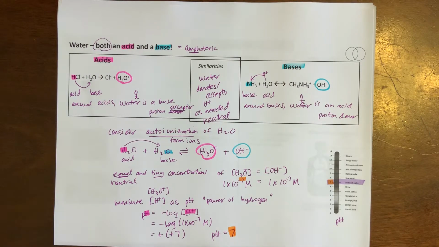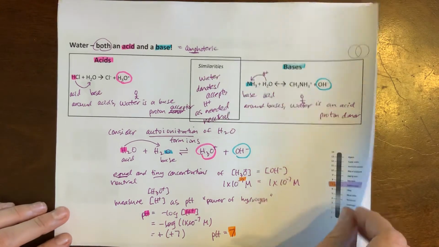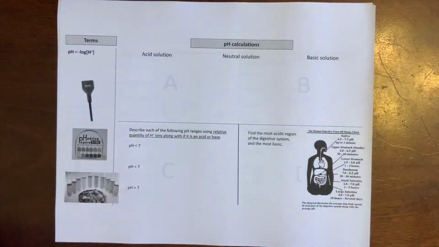We just introduced the idea that pH is looking at the power of hydrogen, or the concentration of the protons in a solution. Water is our neutral solution, and water has a concentration of 1 times 10 to the negative 7th molarity. So that's where that 7 of pH comes from. So we're going to look at that concept a little bit more and then some calculations.